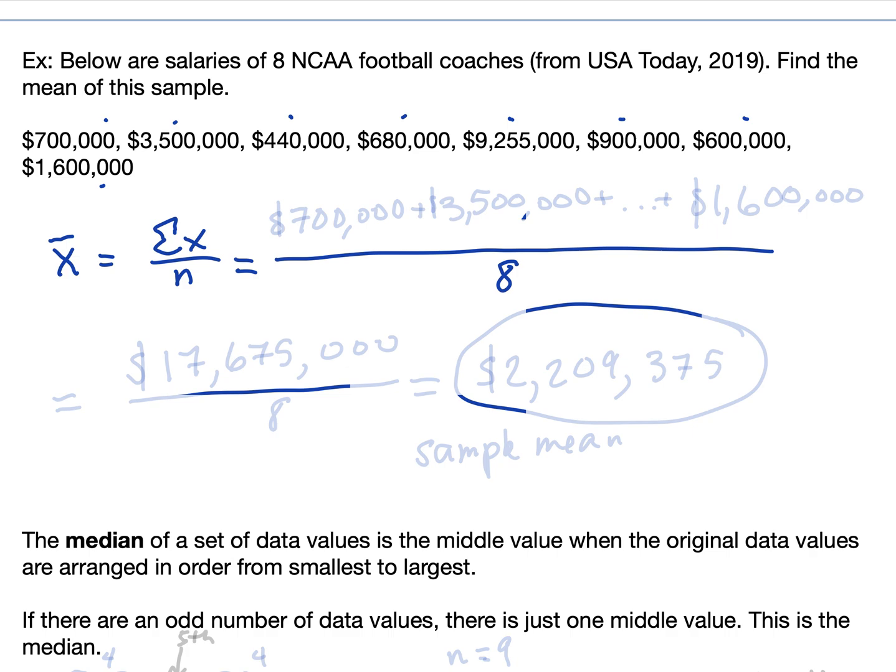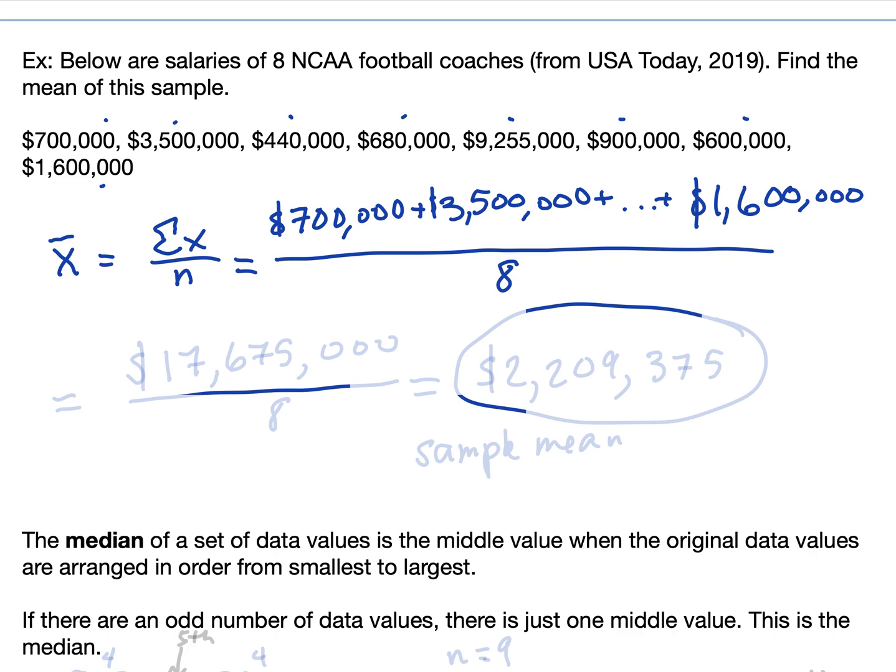And on top, we would have the sum of each of the data values. So it's the sum of 700,000 plus 3,500,000 plus ... We could write all those in, but we're adding each of those values together. So plus 440,000 plus 680,000 ... plus the last value, 1,600,000. So we're adding those data values and dividing by our total.